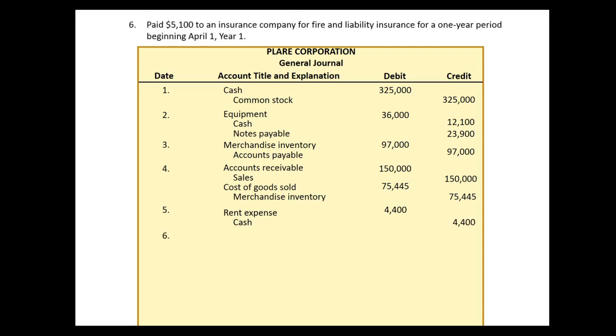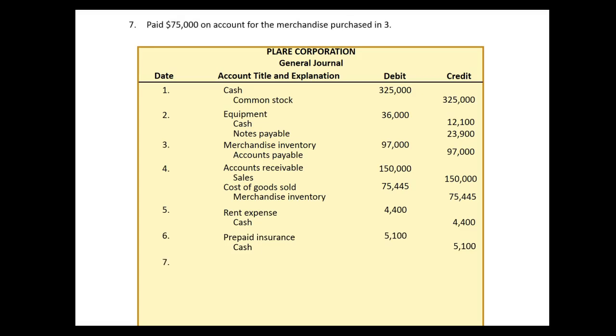Next, we paid $5,100 to an insurance company for fire and liability insurance for a one-year period beginning April 1st. Whenever we pay insurance in advance, it is an asset called prepaid insurance. It will be providing us with a future benefit. So we increase our asset, which means debit it, by $5,100. We paid that prepaid insurance with cash. When we pay and use cash, we reduce our cash, which means we credit the cash of $5,100. Why? Cash is an asset. When we decrease an asset, we credit the asset.